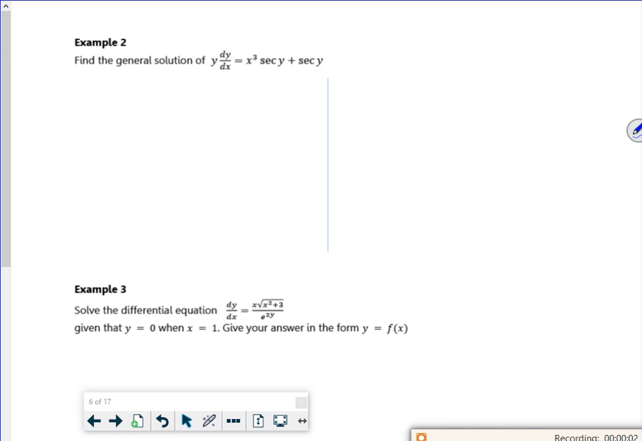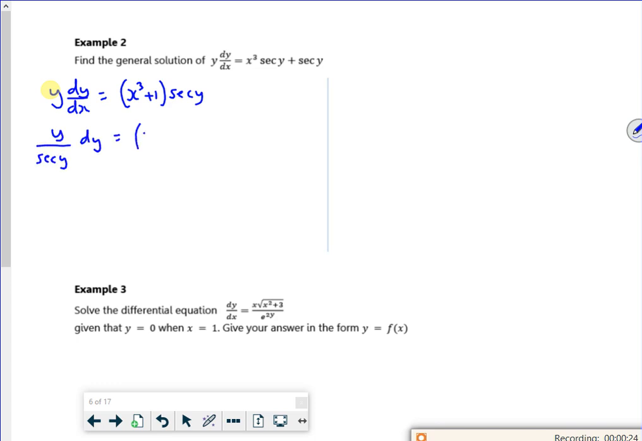Right, are you ready for this one then? So I want y's on the left, x's on the right. So I can take out secant y as a factor. Remember, these are ridiculously hard. So that'll be x cubed plus 1. What's the secant y? We're going to divide through by secant y.